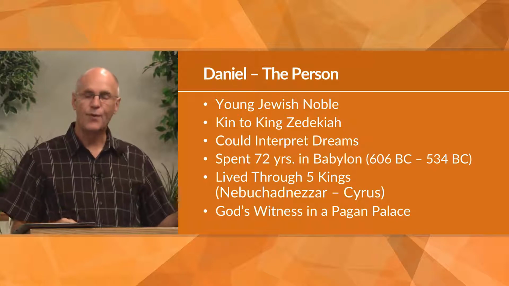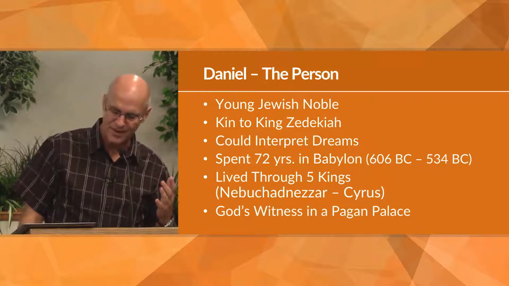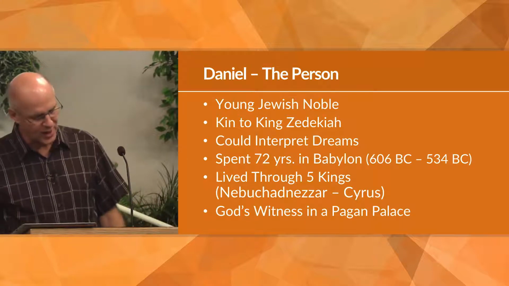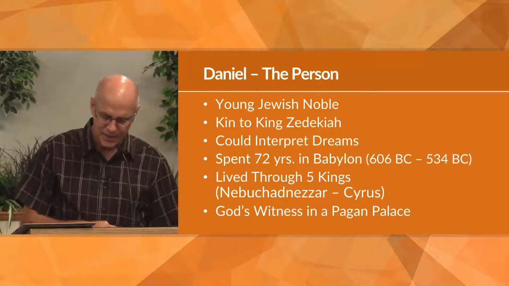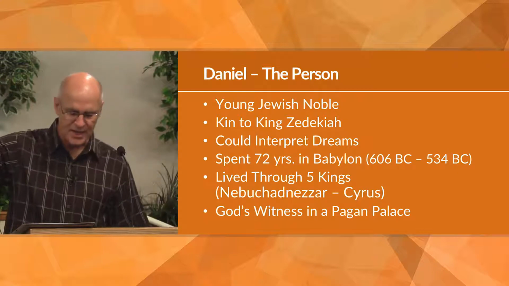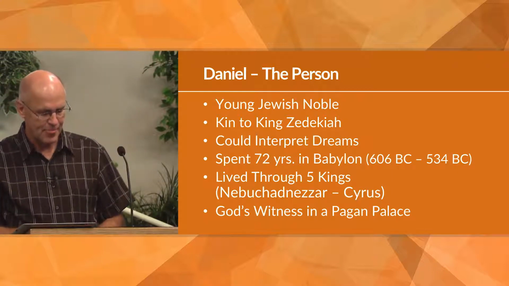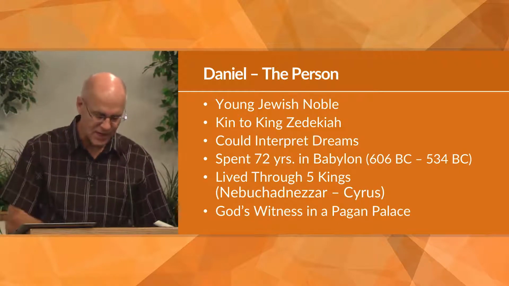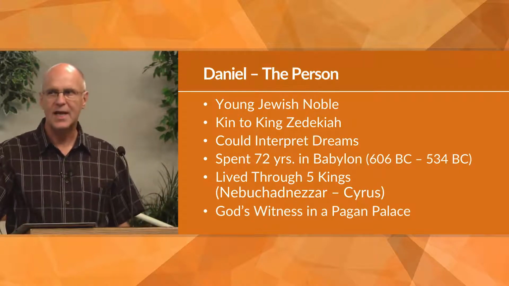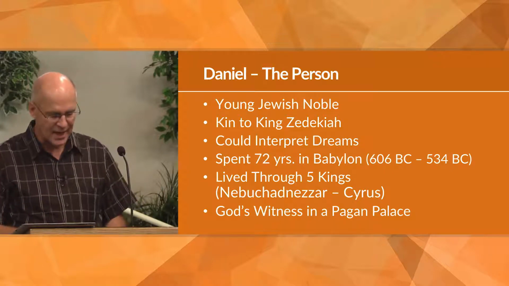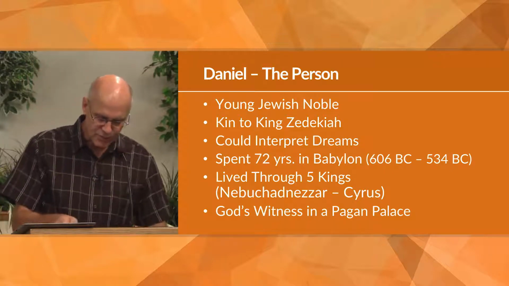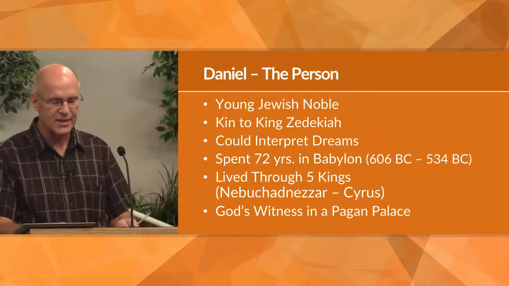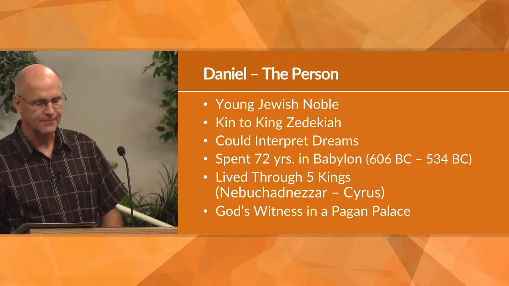He lasted through the reign of 5 kings, beginning with Nebuchadnezzar and lasting to the reign of Darius the Persian, and all the way to Cyrus the Mede in 534 BC. And even though the Jews returned from captivity after 70 years, Daniel stayed in Babylon until his death. We know that he was God's witness in the palace that ruled the world during his lifetime.